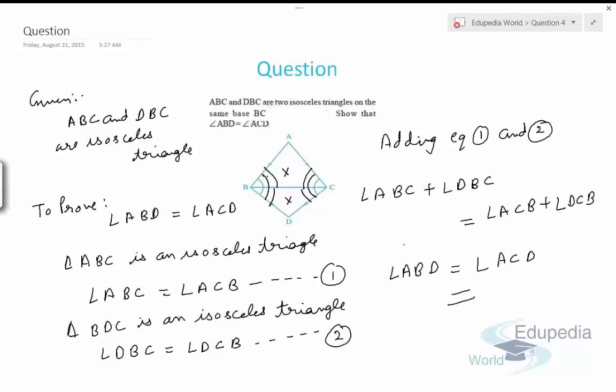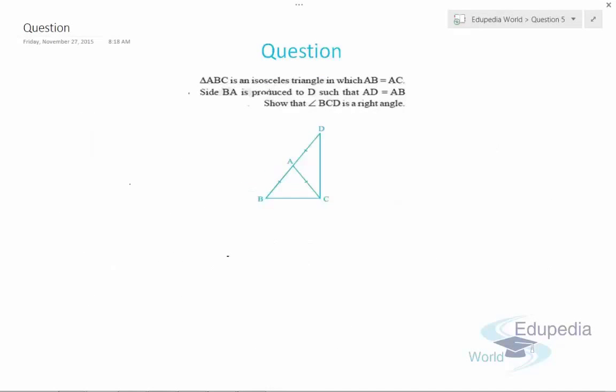Very important for congruency of triangles, you have to first have a picture of which two triangles we need to consider to prove our congruency. If you think about questions that way, the congruency will be very easy. Okay, now let's discuss question number 5 of this video.